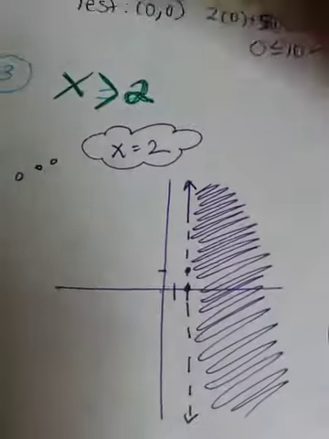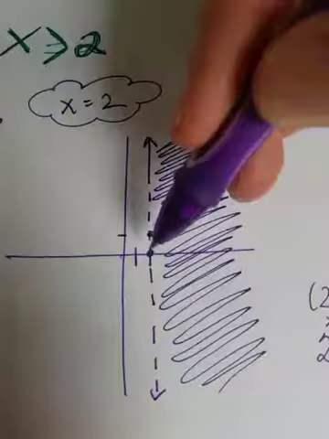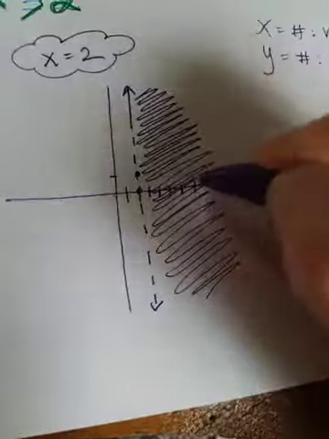This one you could also just think about. Instead of testing, it says x is greater than 2, so that means all numbers bigger than 2, which would be over here like 3, 4, 5, 6, 7. This one might be a little bit more intuitive for you.